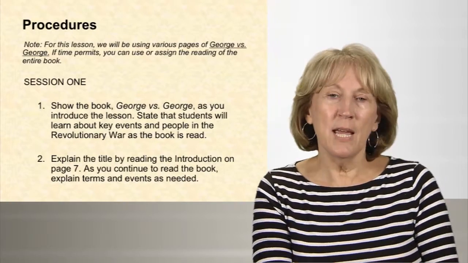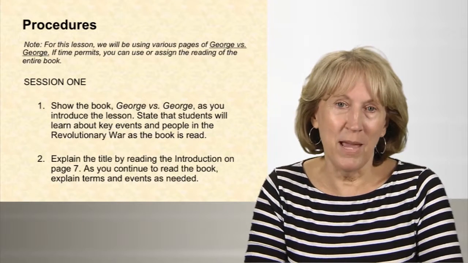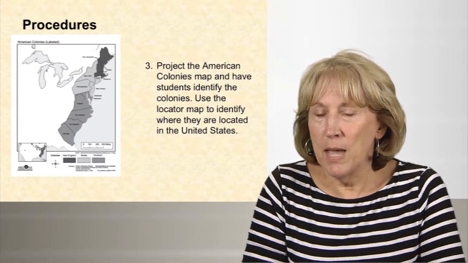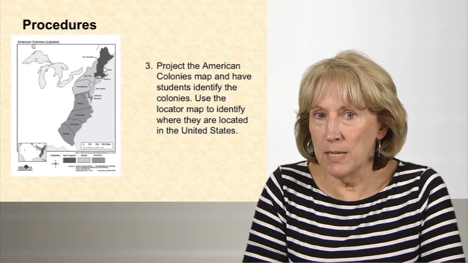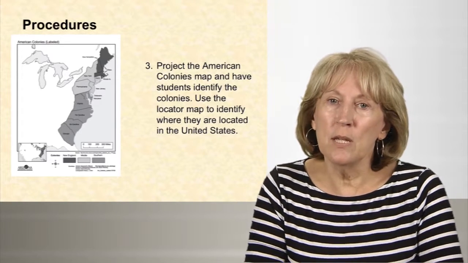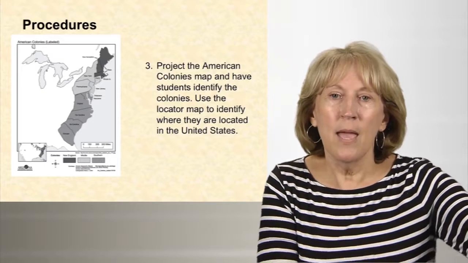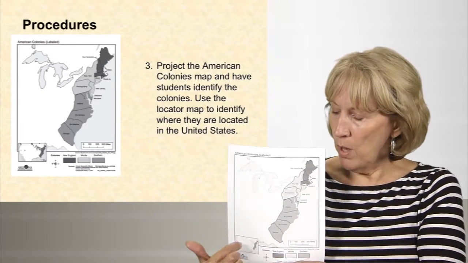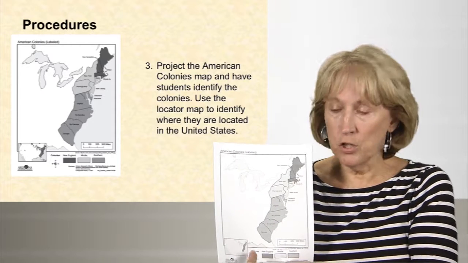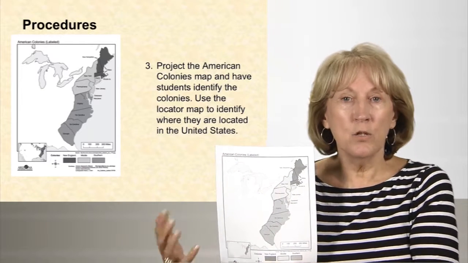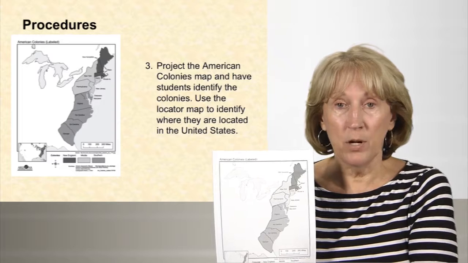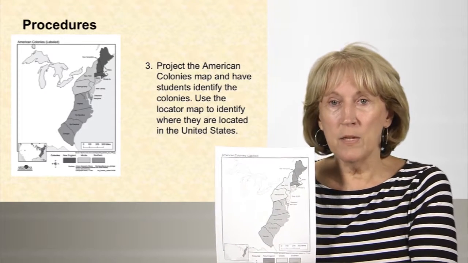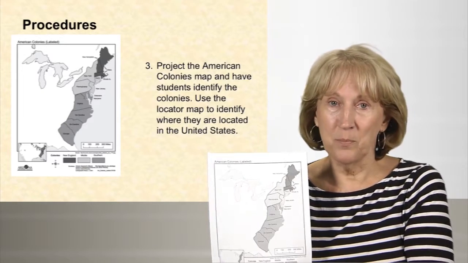So once they understand what the title is all about, then we can look again at the American colonies map and have the students identify the colonies. Now, it's important to use the map locator and point that out to the students. The map locator is this small box at the bottom that shows the location of this map to the entirety of the United States and parts of North America. So students have a bigger picture of where this event took place.